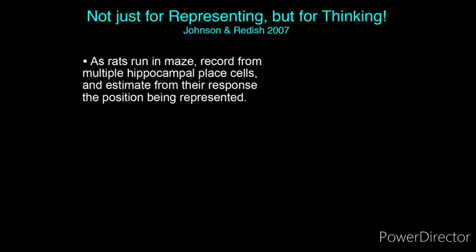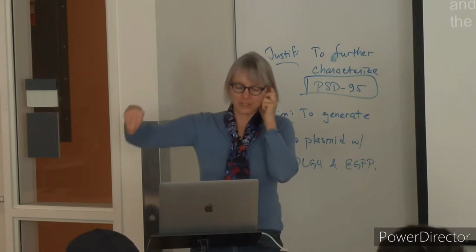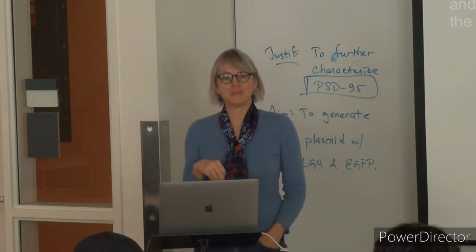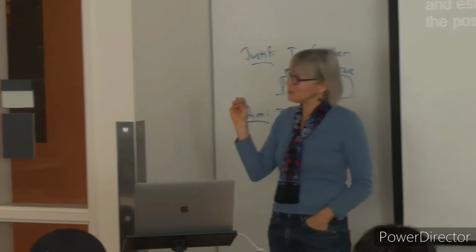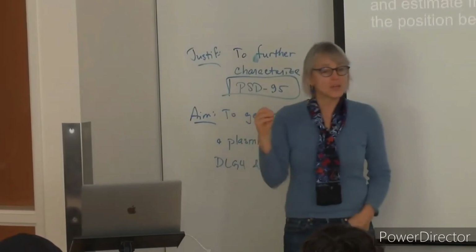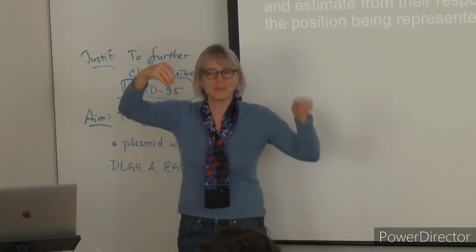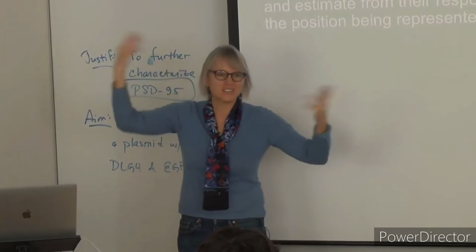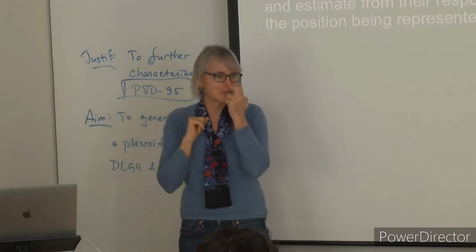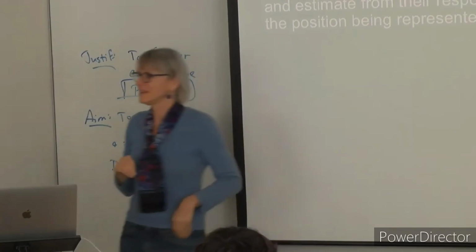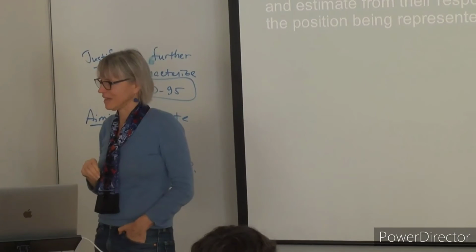Okay? As rats run in mazes, you can record, we've shown this already, you can show multiple hippocampal place cells. And can you guys imagine that if we were recording from several different hippocampal cells at the same time, we could read out those cells and make a guess about where the rat is in its location, right? It's just like MVPA, but done across neurons, right? So we have a pretty good sense of where the rat is, okay?